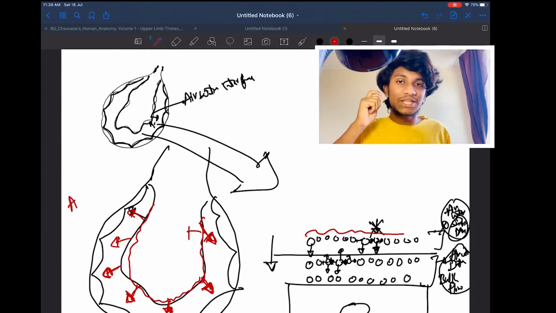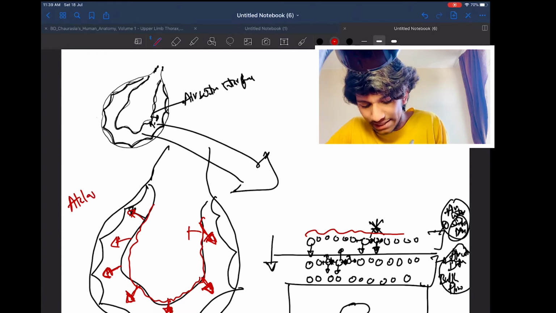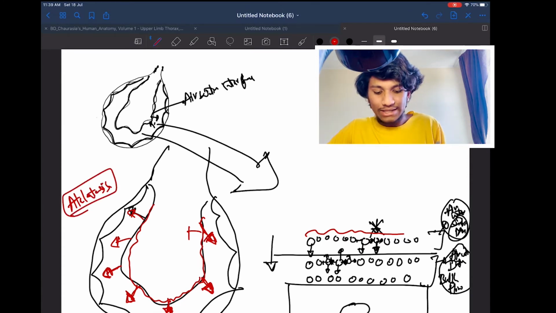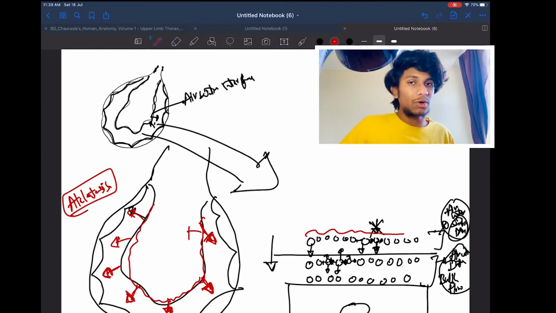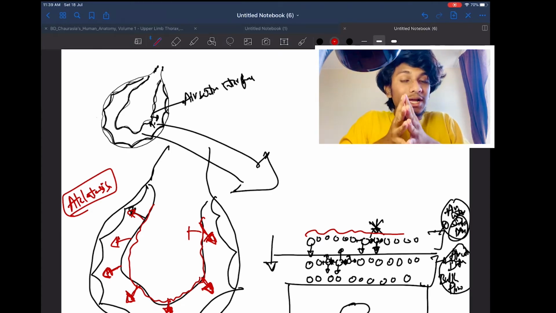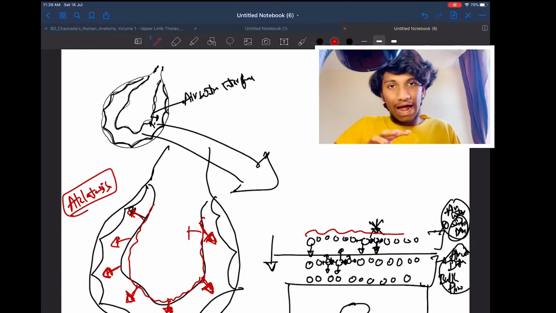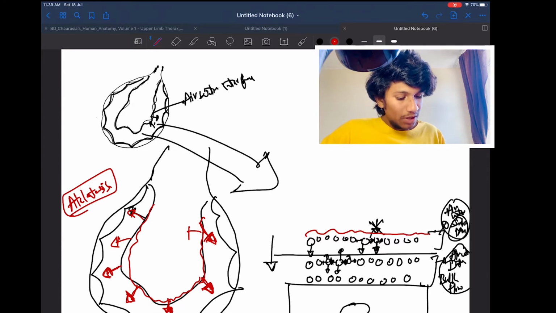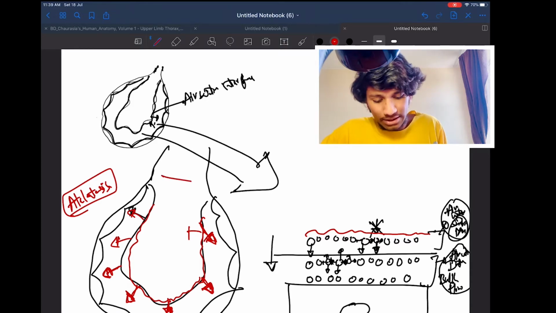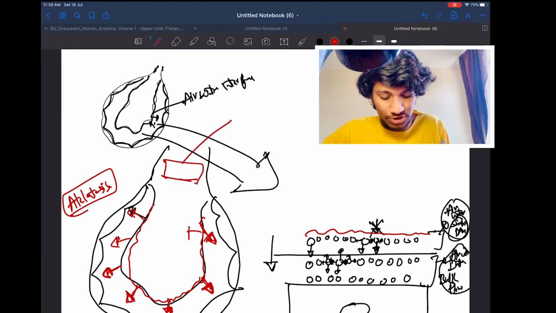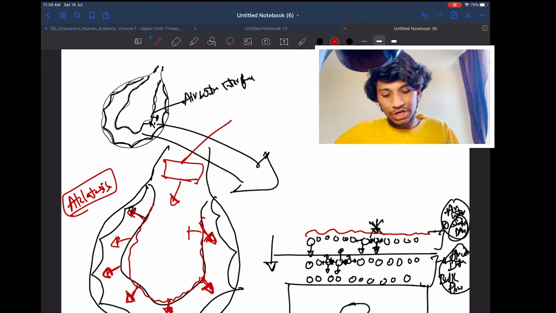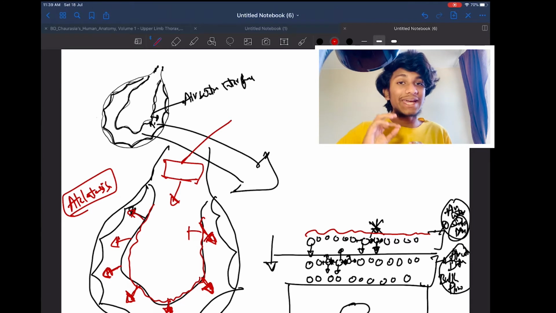This collapsing nature of the alveoli is called atelectasis. Atelectasis is the condition in which the alveoli are collapsed. Let's see what to do. And let me say one more thing: there is a pressure which is called collapsing pressure, which we need to maintain so the alveoli do not collapse.